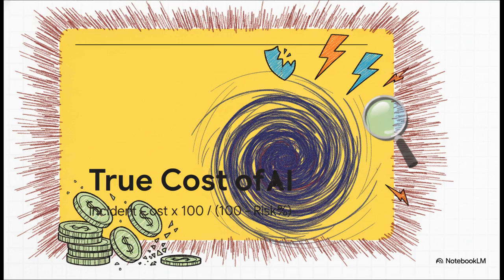Because this is, without a doubt, the most powerful and frankly terrifying formula in the entire framework. The true cost of ungoverned AI equals incident cost times 100, divided by 100 minus your risk percentage. Let that sink in. This isn't just some abstract theory we're kicking around. This is absolute compounding mathematics.